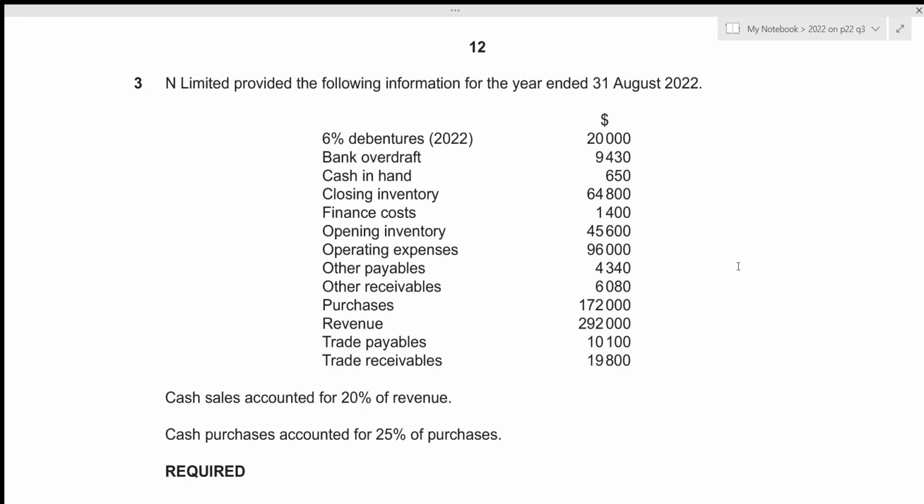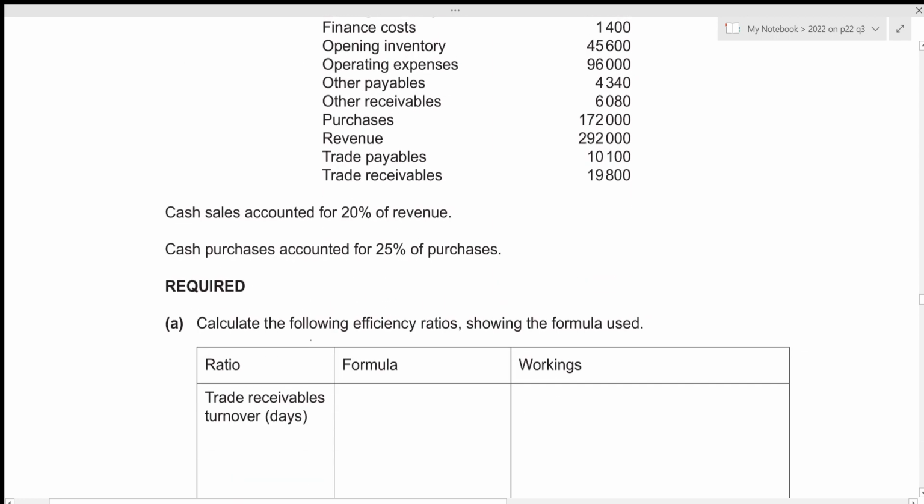And since question number 3 is of 15 marks, ideally we should be spending about 15 minutes in order to complete this question. And in this video as well, we will be attempting to solve this question under 15 minutes. So without any further delay, let's get started. Unlimited provided the following information for the year ended 31st August 2022. Alright, then let's have a look at our question.